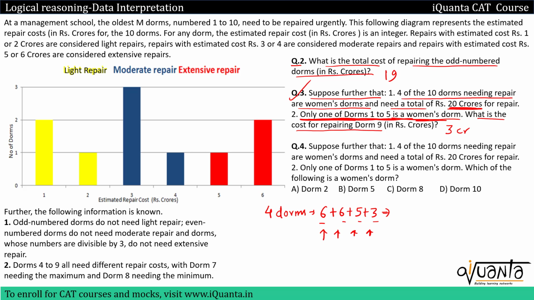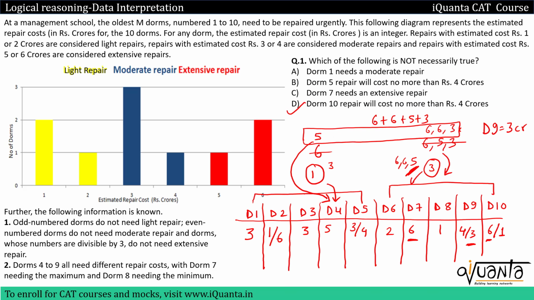Fourth one is, suppose further that first condition, 4 of the 10 DOMs needing repair are women's DOMs and need a total cost of 20 crore for repair. Only one of the DOMs 1 to 5 is a women DOM. So these conditions are exactly similar to the third one. Which of the following is a women's DOM? So we just found it. Only one case was possible when one DOM could have repairing cost of 5 crore from 1 to 5. So that DOM was D4 over here.